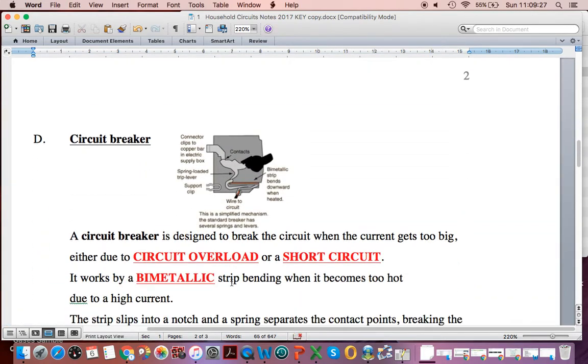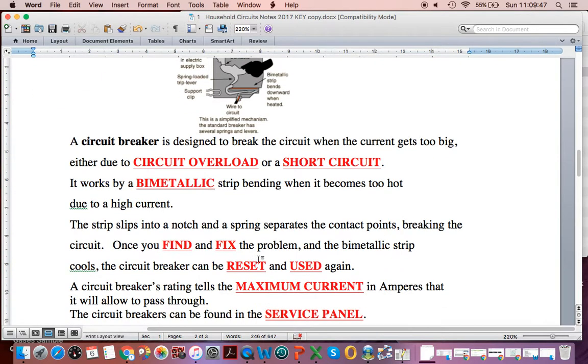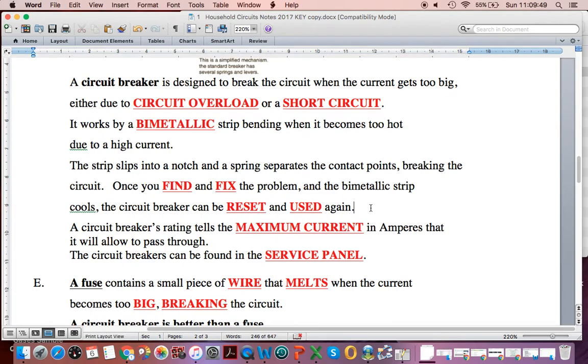So we have things like circuit breakers and fuses to protect against fires when the current gets too big. It will involve a bimetallic strip, and in a future video, probably the next video, you'll be able to watch a demo of the bimetallic strip bending when it becomes too hot. That's something you may remember from grade 8. Anyways, one of the beauties of the bimetallic strip is it can be used again and again. So let's say you trip a circuit breaker, you first find and fix the problem, and then you can reset the circuit breaker once the bimetallic strip is cooled.